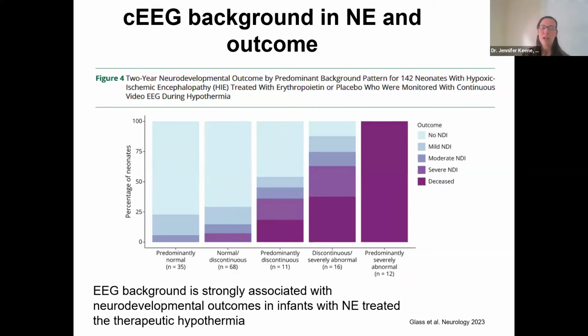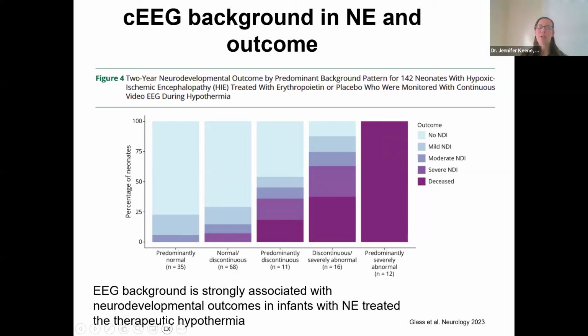And more recently, this is a beautiful study from Glass et al. in 2023, where they looked at the HEAL babies and they manually graded the background on a range from predominantly normal to predominantly discontinuous to predominantly severely abnormal, and then looked at neurodevelopmental outcomes. And we can see that you have this lovely stair step where if you have a mostly normal background, your odds of having no neurodevelopmental impairment are very solid. Up through if you have a predominantly severely abnormal background, those babies died. And all the mix in between.